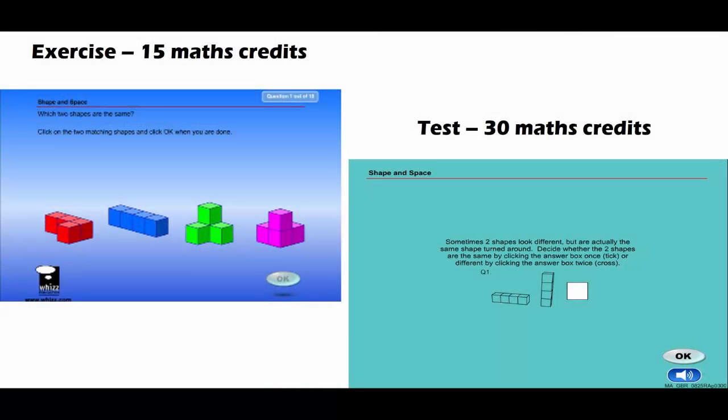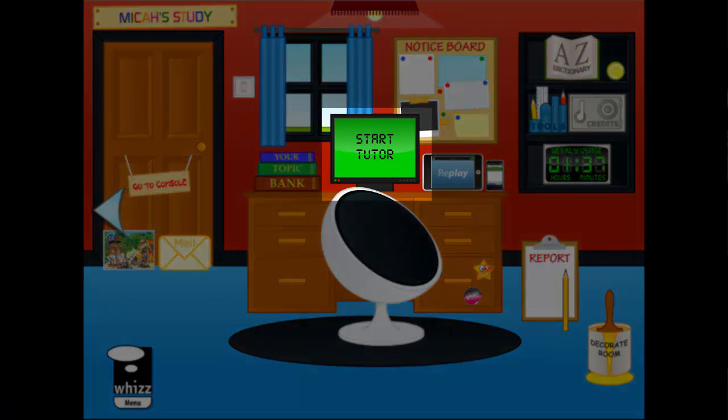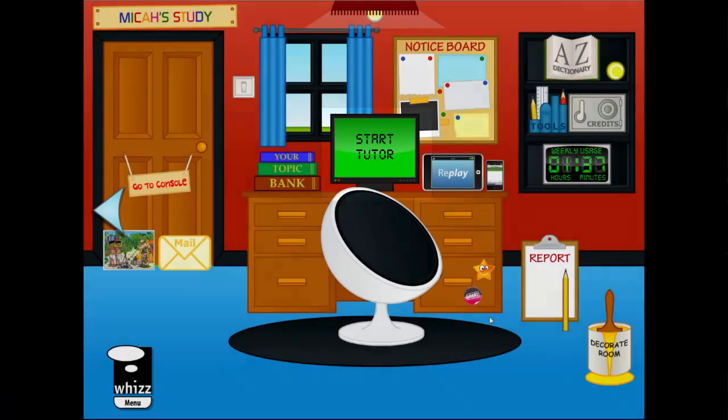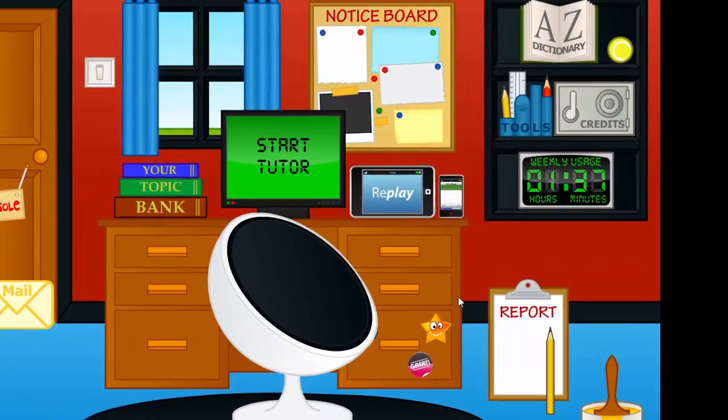So, in summary, we have looked at the differences between the exercises and tests and assisting your child in making progressions by encouraging them to do their very best in the tests. Every week, students should be aiming to spend around 60 minutes in their tutor and 30 minutes in replay consolidating their learning.